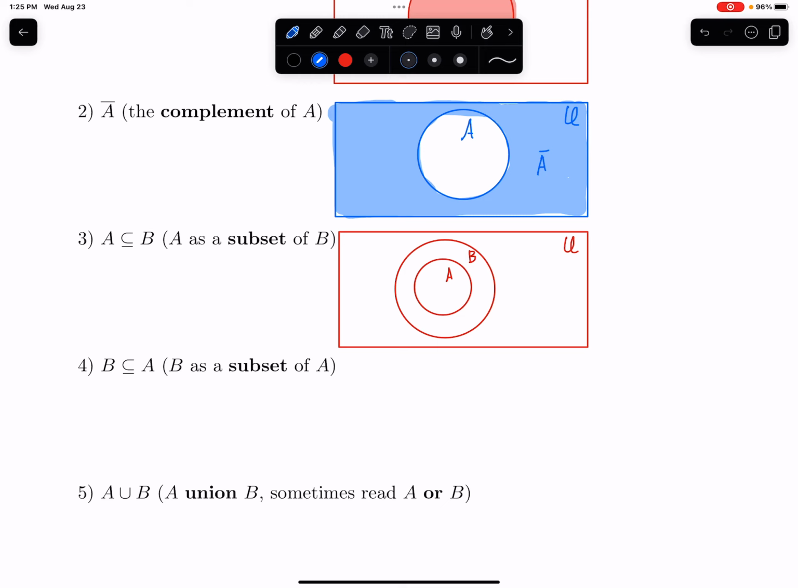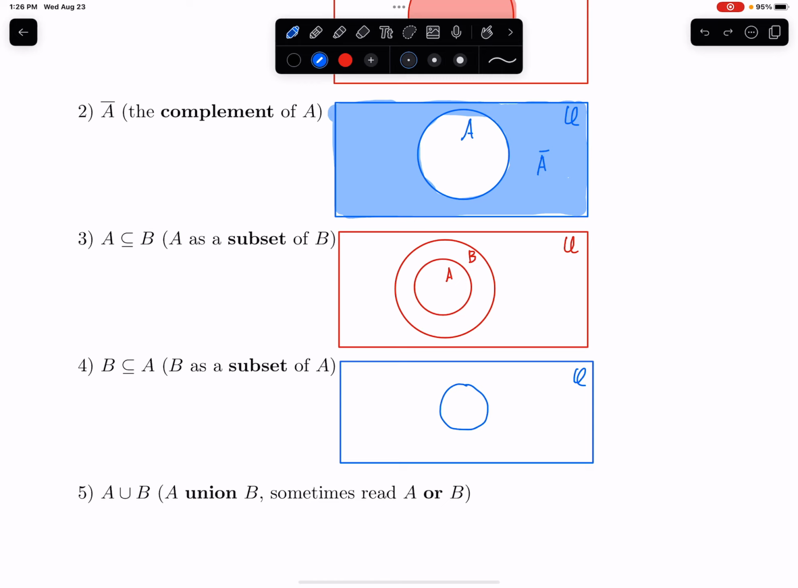Okay, number 4, B is a subset of A. So that one would be the exact same picture pretty much, right? With one small difference. Okay, it didn't like my rectangle. It doesn't recognize my beautiful art as a rectangle. There you go. Okay, so here's my universe. And I've got one set that's inside of another set. This time the smaller one is the B, right? Because B is the one that's a subset. So B is inside of a bigger set called A.